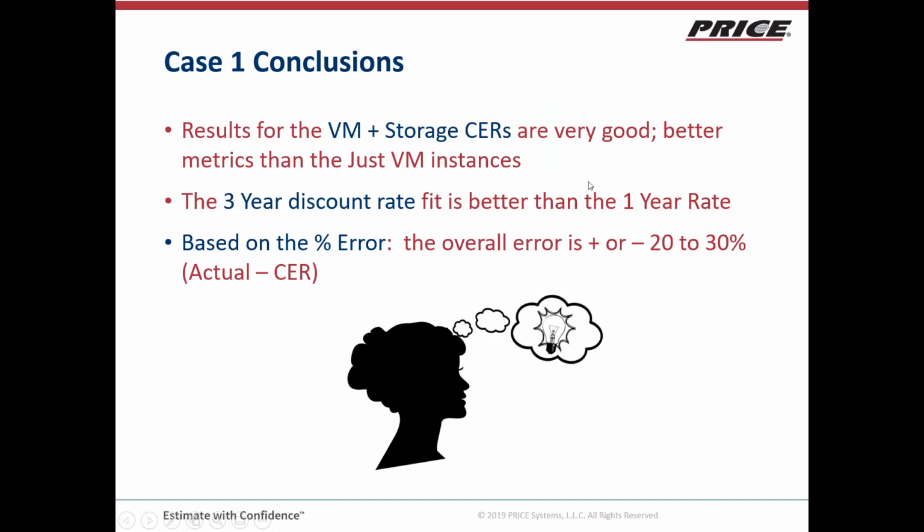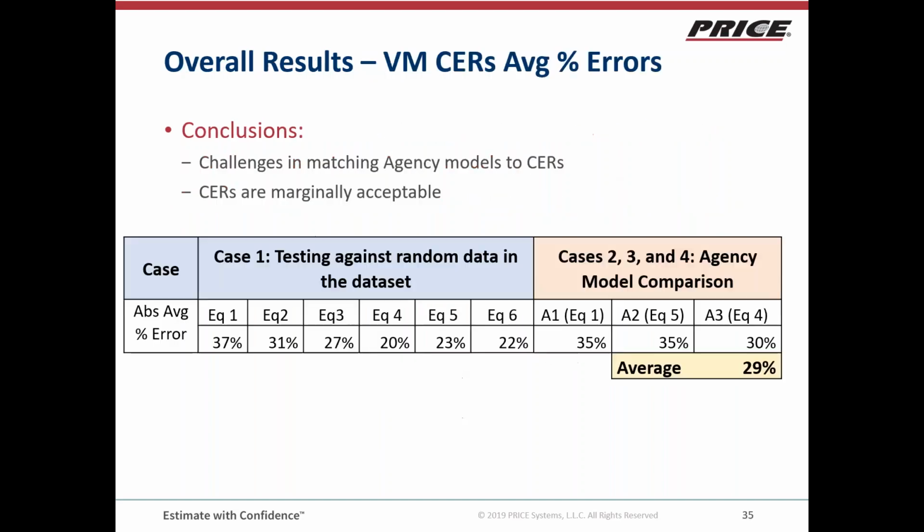I think I spoke to all these points, that when you have the local storage, they trended better. And the 3-year discount rate was better than the 1-year discount rate. And we're within about 20 to 30% plus or minus for overall error.